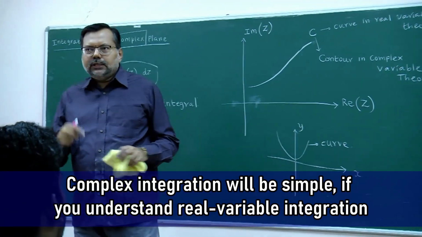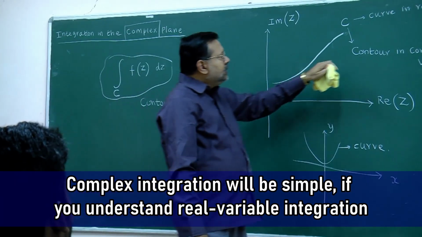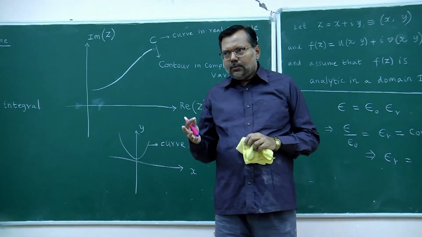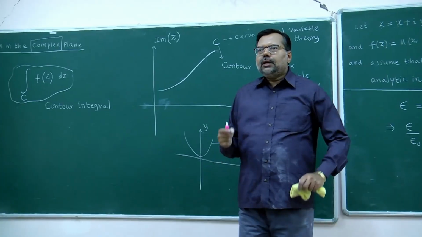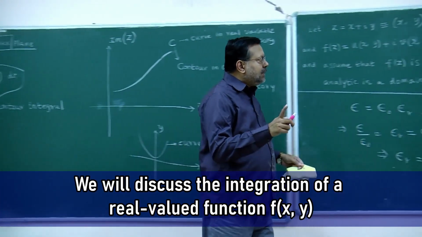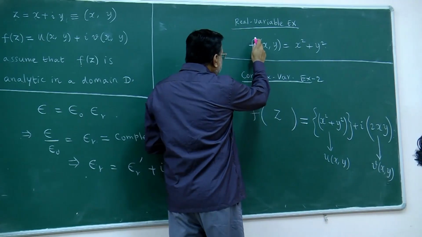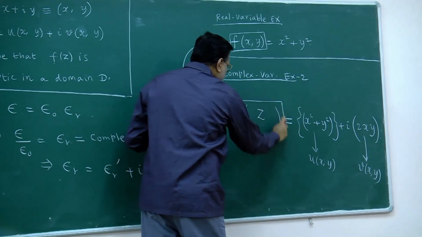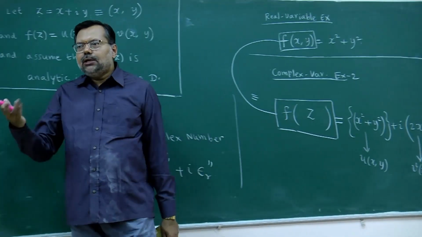The calculation of this integration is going to be simple if you understand the real variable integration. So you have to be clear about real variable integration first of all. Then you can come back and do the complex variable integration. We are going to discuss a little bit about real variable integration in two functions. Let me again come back here. You see these two here for comparison. What do you understand is that f of x comma y is equivalent to f of z. They are not exactly the same, but it's equivalent.